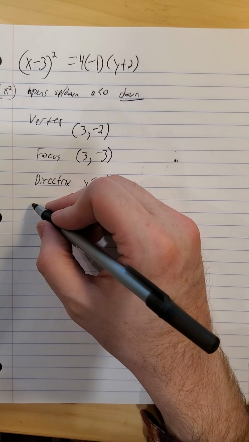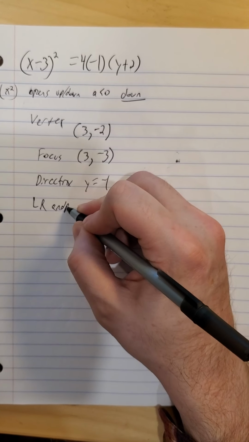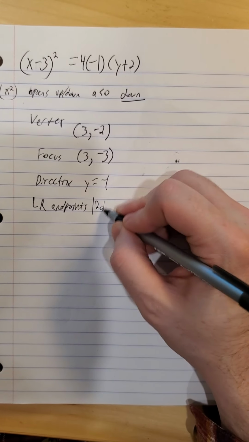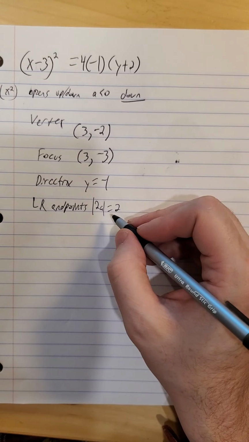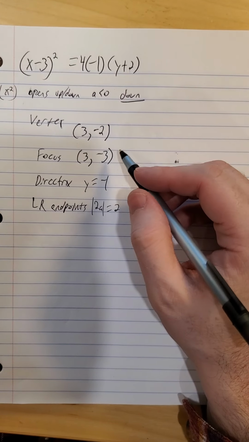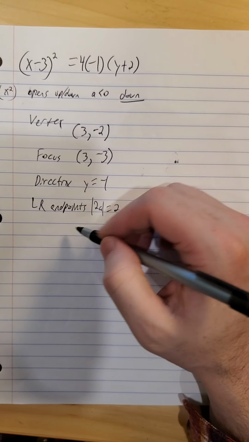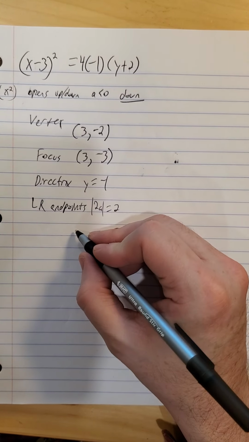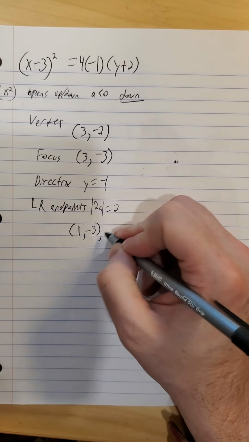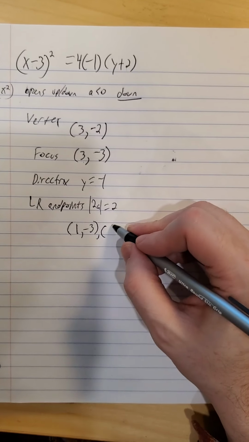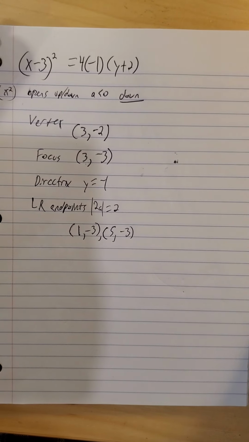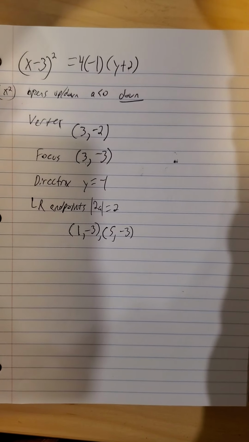And then our latus rectum endpoints: 2 times the absolute value of a here is 2, so we're going to move 2 units away from the focus. Because we are opening down, we're going to be moving left and right from the focus. So left 2 units would put us at x equals 1, y value stays the same. Right 2 units would put us at a positive 5, y value still the same. And that's enough to make our sketch.